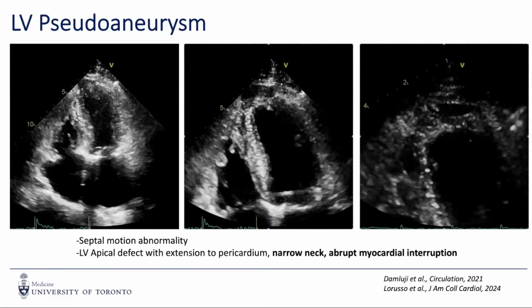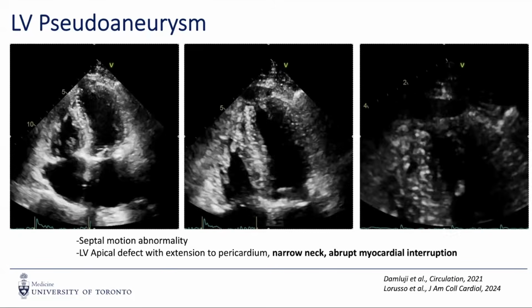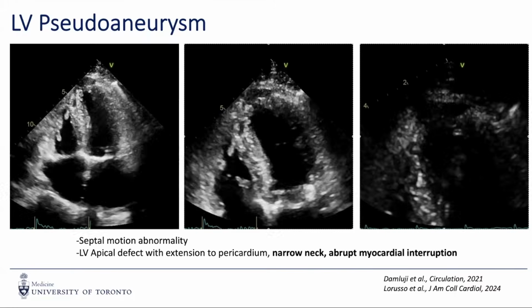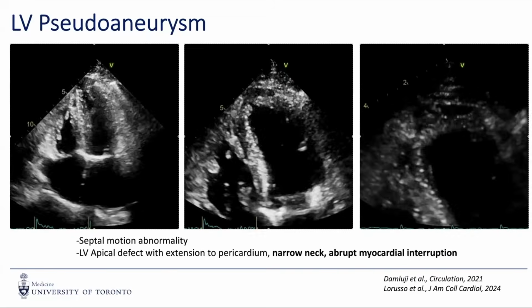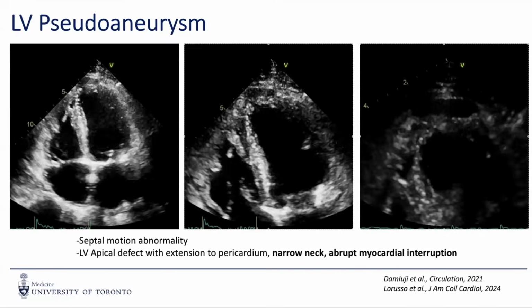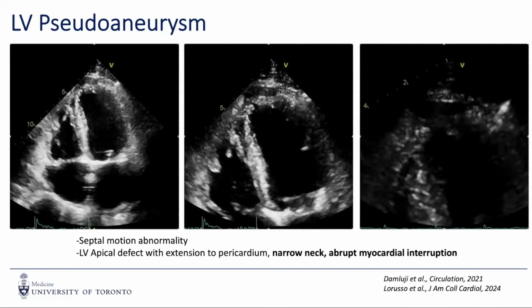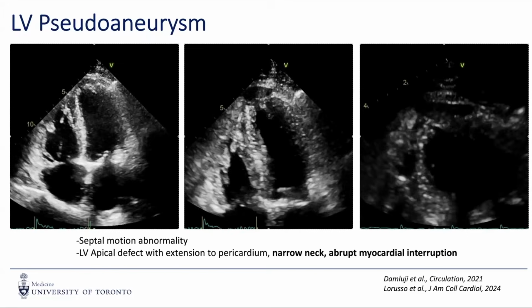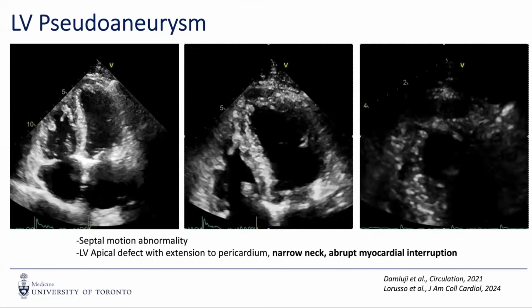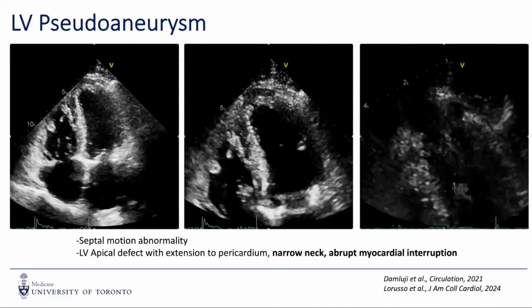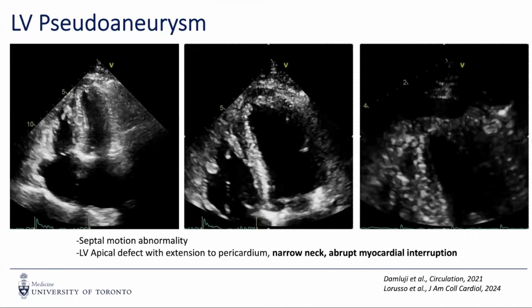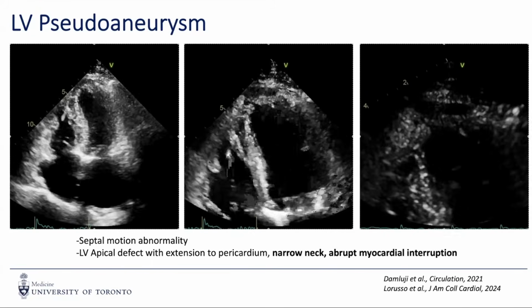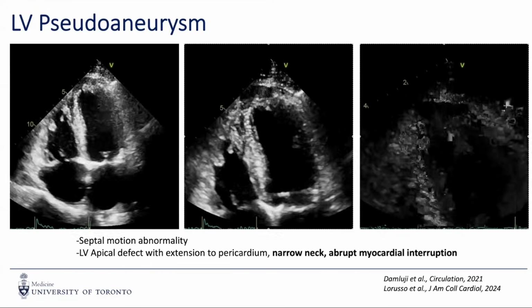Some more examples of an LV pseudoaneurysm here. Once again, you'll see the abrupt interruption near the apex, and you can really appreciate it more in the zoomed-in views. You can see that the neck appears to be quite narrow. The extent goes into the pericardium, and as we mentioned, it's important that all this defect in the pericardium is composed of the actual pericardium and blood products as opposed to myocardium. There's no extension of the myocardium into the pericardium there.